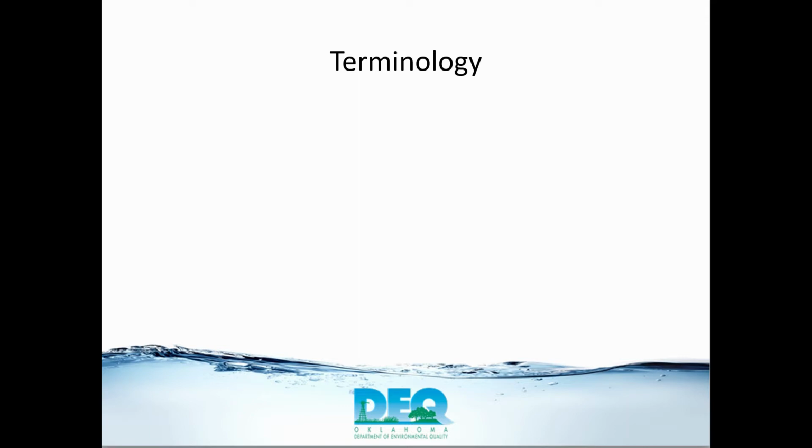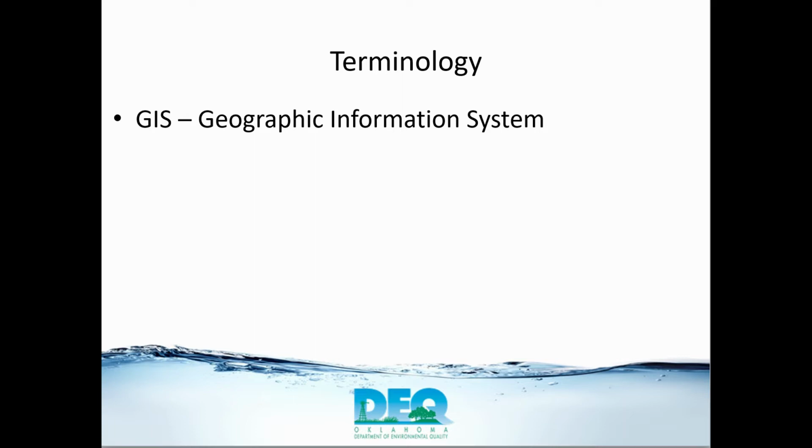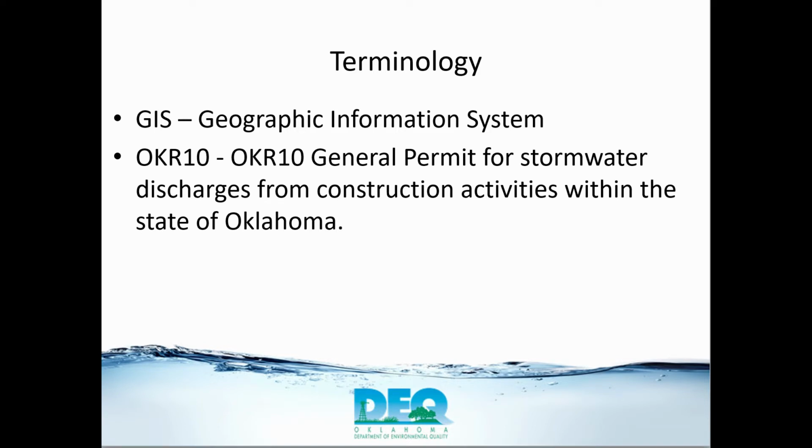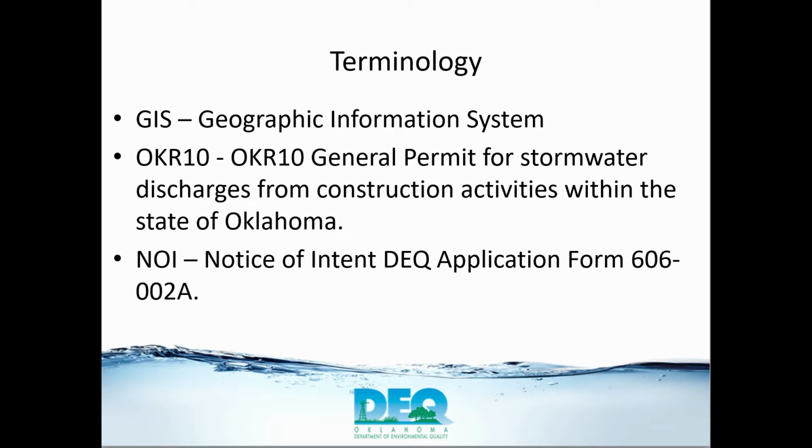Before we begin using the data viewer, let's go over the terminology. GIS stands for Geographic Information System. That is the map we will be using today. OKR10 refers to the OKR10 general permit for stormwater discharges from construction activities within the state of Oklahoma. Since the OKR10 is a general permit, the covered facility will be issued an authorization allowing for coverage under the general permit. NOI stands for the Notice of Intent, or DEQ Application Form 606-002A, requesting coverage under the OKR10 General Permit.